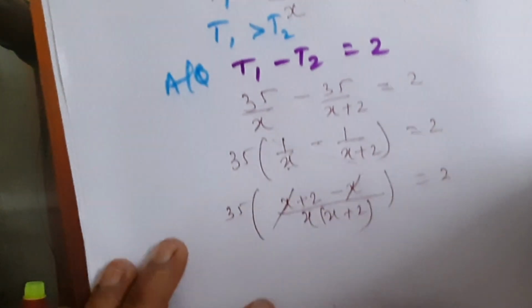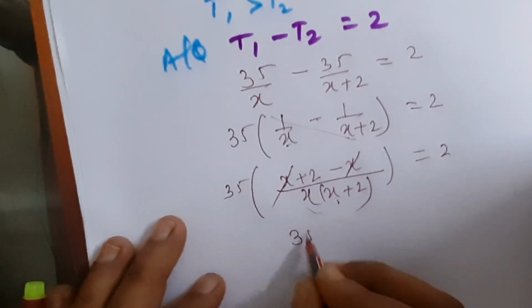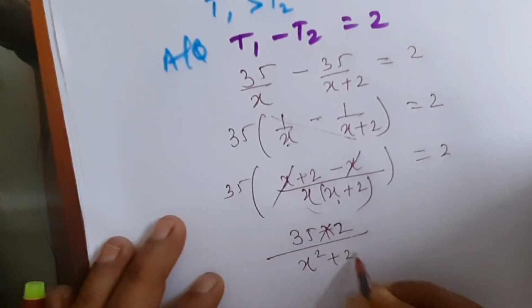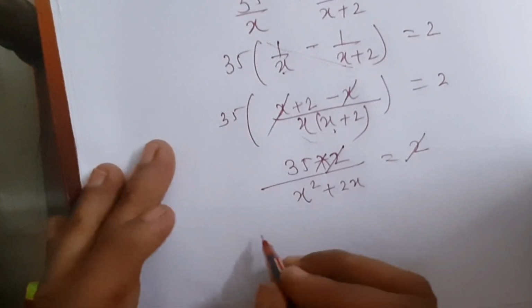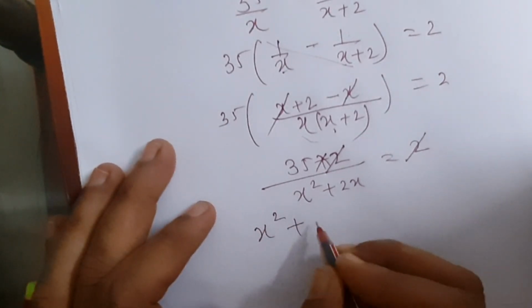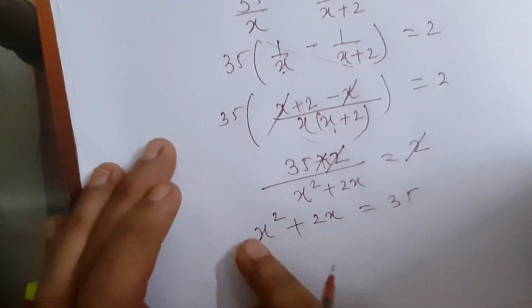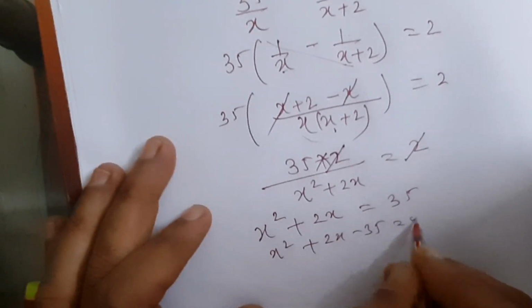Plus x and minus x get cancelled. Now multiply these two terms: 35 multiplied by 2 upon x square plus 2x is equal to 2. Both the 2s will get cancelled. Now we got our equation: x square plus 2x is equal to 35. Now shifting 35 to this side, x square plus 2x minus 35 is equal to 0.